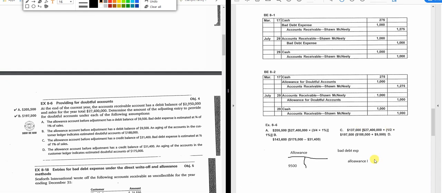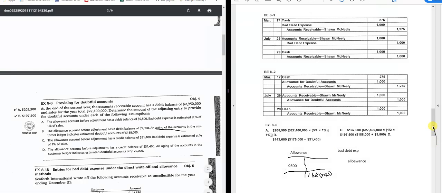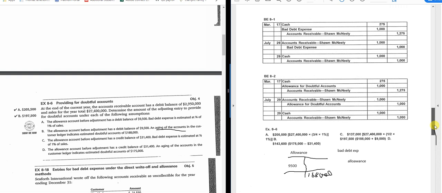Okay, so the question is, do I care about this debit of $9,500? And the answer is yes, because I am using the accounts receivable method. And under the accounts receivable method, I am looking at accounts receivable, which is an asset, to determine how much goes in the allowance, which is a contra asset. So what I want in here is I want $188,000 in my allowance. Okay, so if I'm starting with a negative $9,500 and I want it to go to a positive $188,000, you can see that, maybe you can't see, where is B? Oh, there's B.